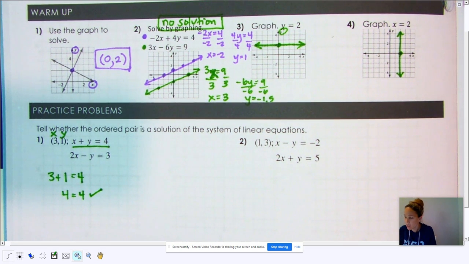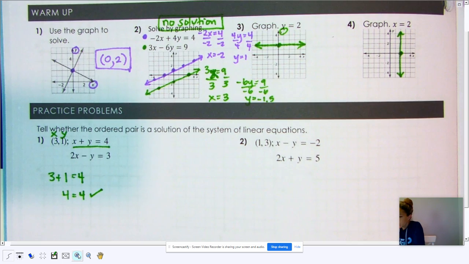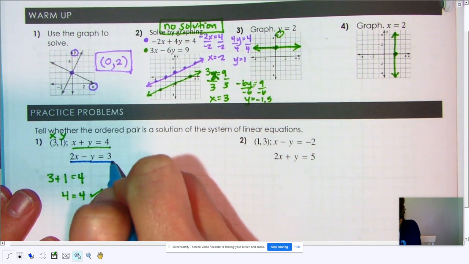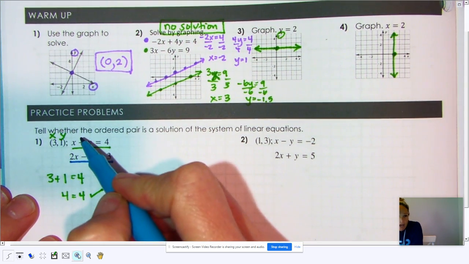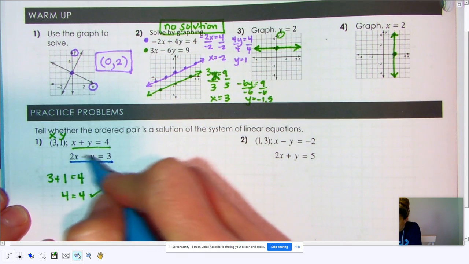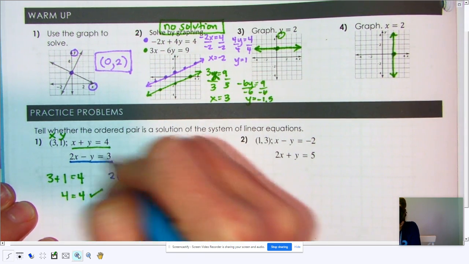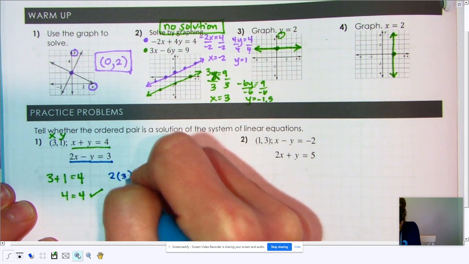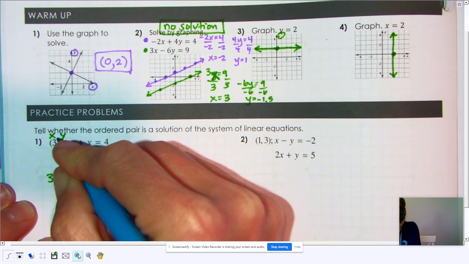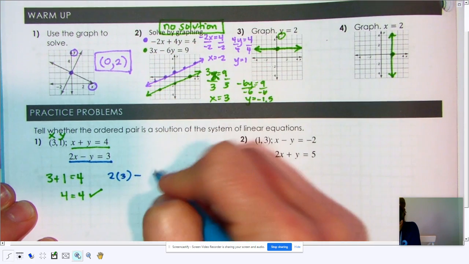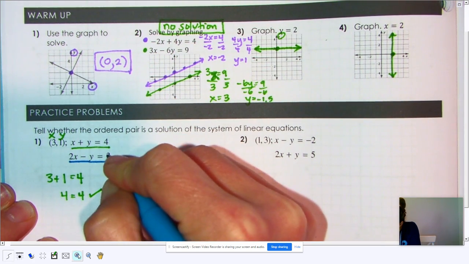Well, now I just need to check it in the second equation. Okay, so I'm going to take this equation right here. I'm going to plug in x and y. Instead of writing the x and y, I'm going to put a 3 and a 1. So let's write that out. So 2, instead of x, we're going to put in a 3. Take away y. Instead of y, we're going to write the 1 there. And then this one should be equal to 3.